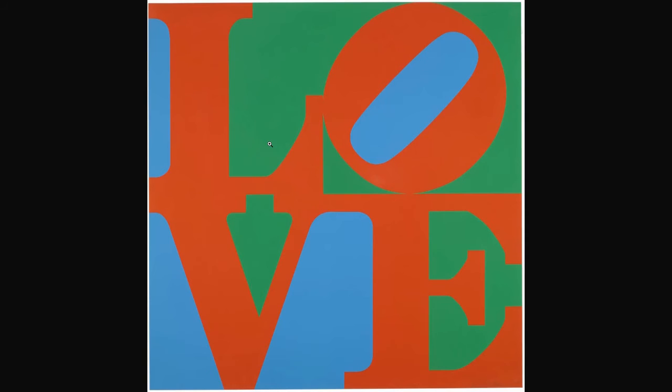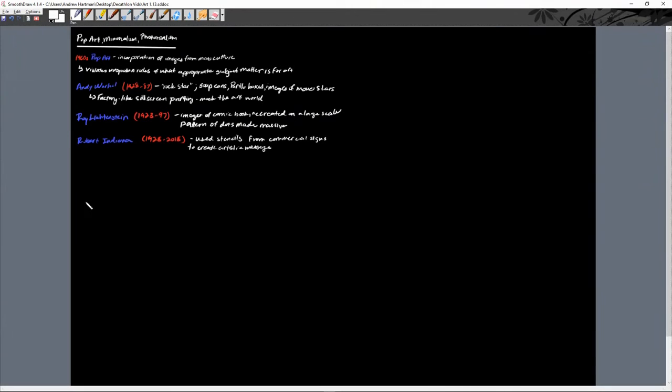And so we have, I don't know if it's necessarily a reaction to it, but we also see the rise of minimalism. Minimalism reduces art to its barest essentials.